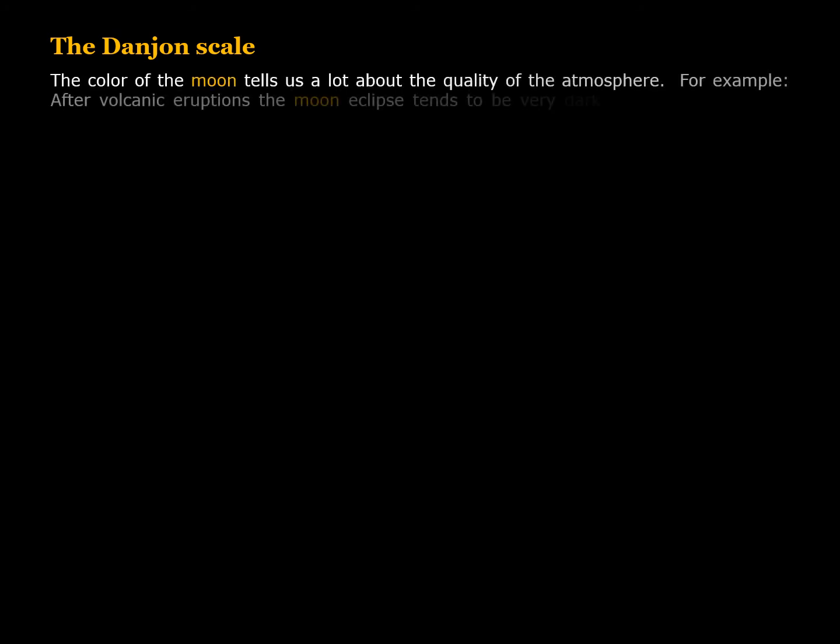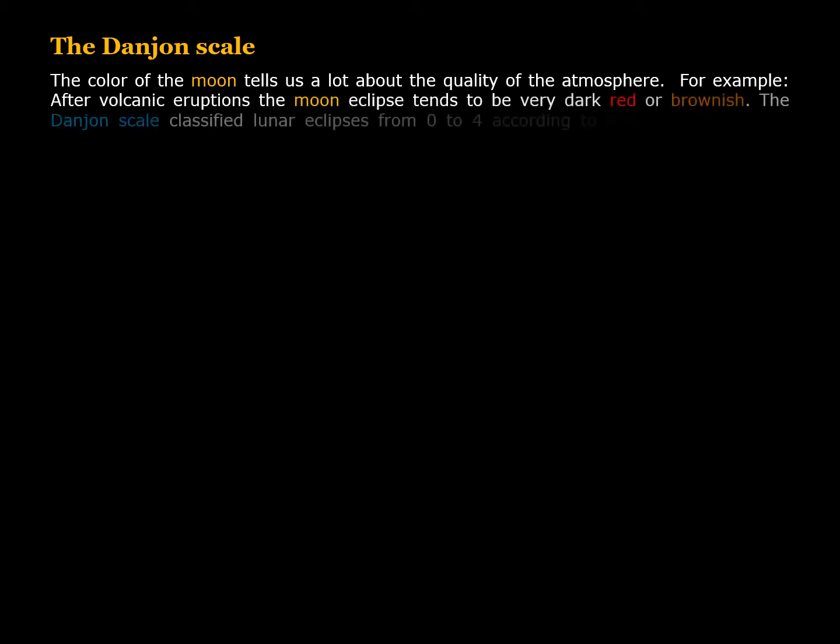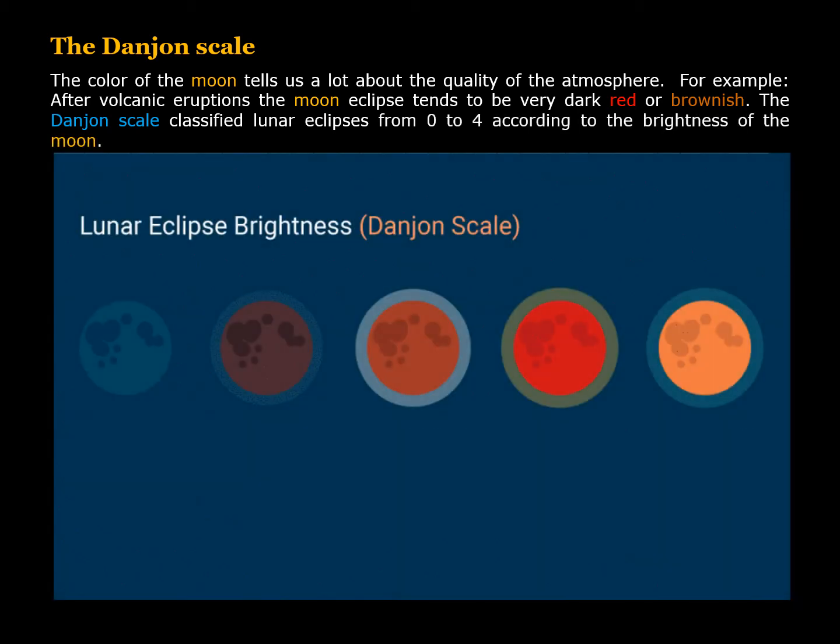The color of the moon tells us a lot about the quality of the atmosphere. For example, after volcanic eruptions the moon eclipse tends to be very dark red or brownish. The Danjon scale classified lunar eclipses from 0 to 4 according to the brightness of the moon. Lunar eclipse brightness, Danjon scale.